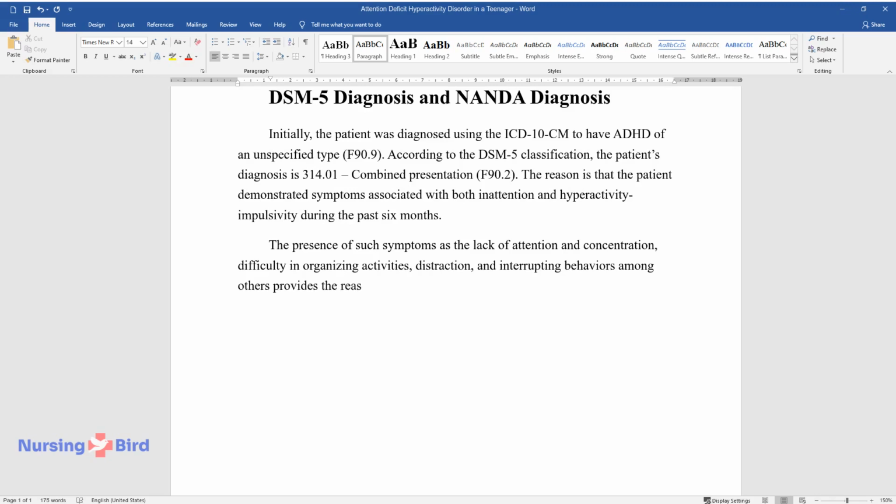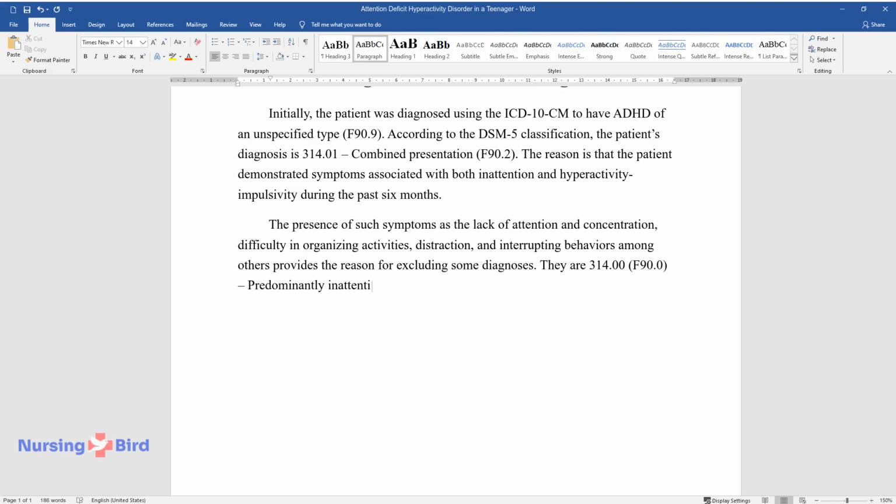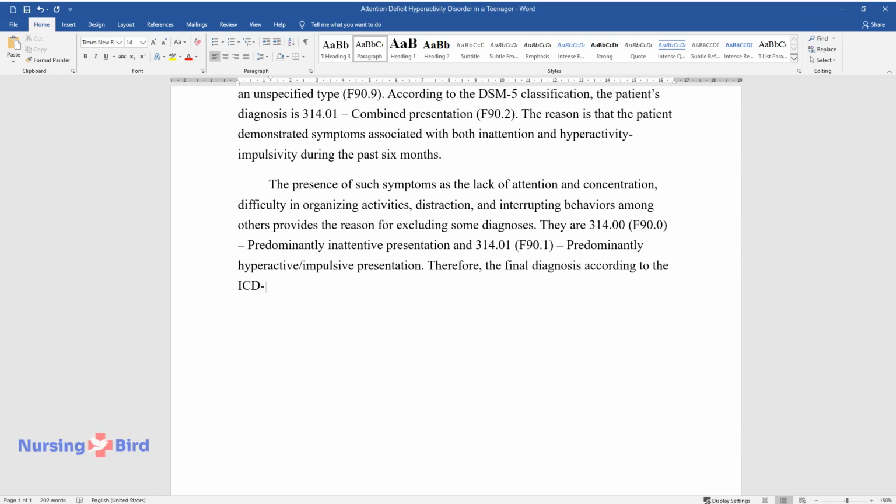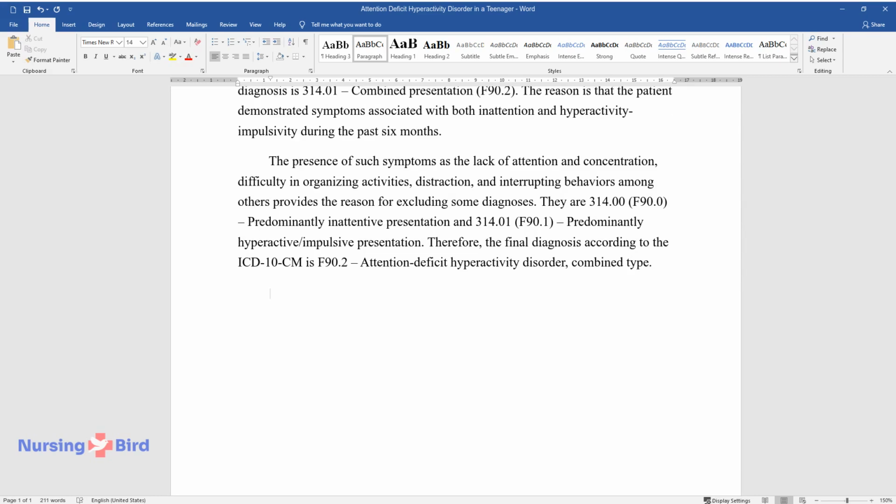They are 314.00, F90.0, predominantly inattentive presentation, and 314.01, F90.1, predominantly hyperactive impulsive presentation. Therefore, the final diagnosis according to the ICD-10-CM is F90.2, Attention Deficit Hyperactivity Disorder, combined type.